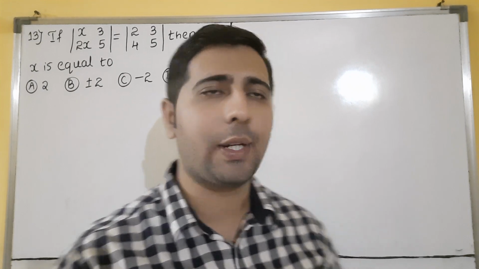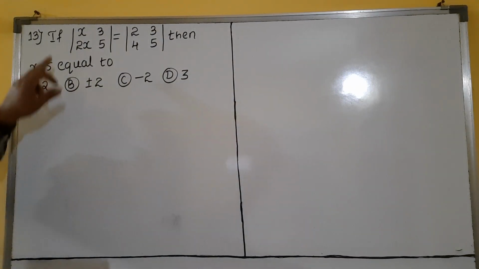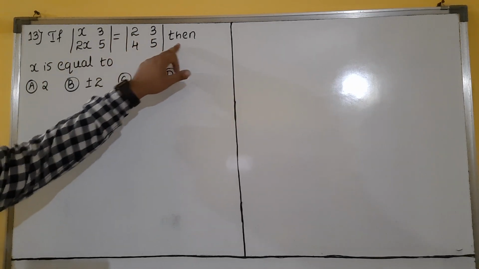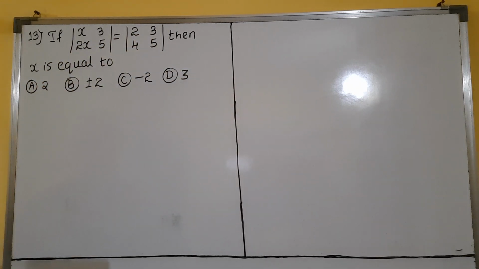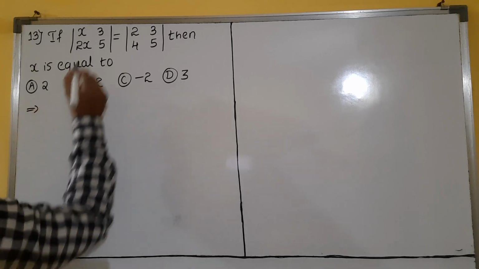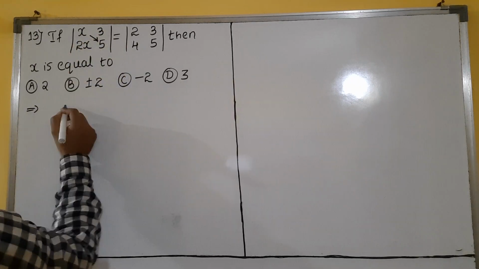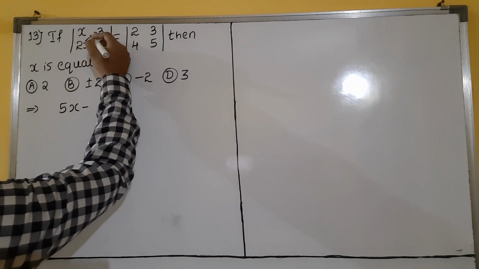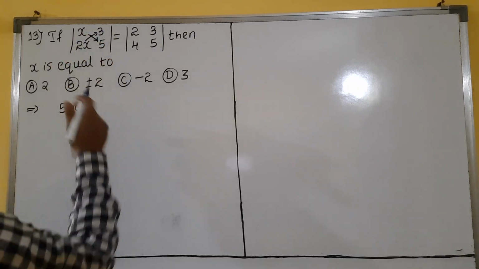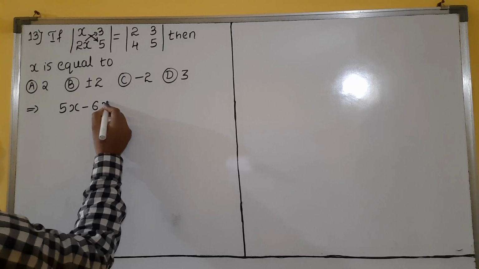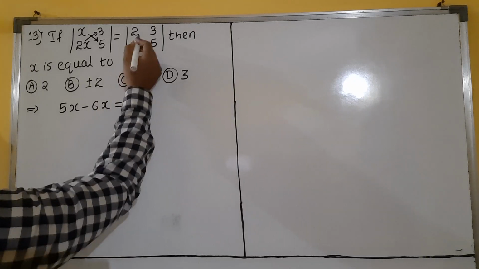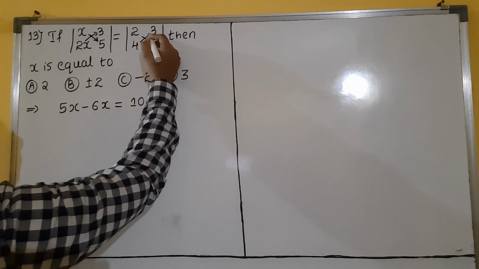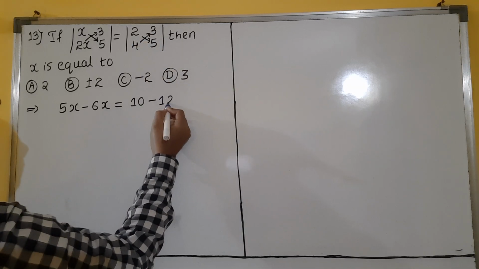Let us see the next question, dear students. Question number 13. If the determinant x 3, 2x 5 equals the determinant 2 3, 4 5, then x is equal to what? See, again it is the same method. x into 5 is 5x minus 2x into 3, which is 6x, is equal to 2 5s are 10 minus 4 3s are 12, dear students.